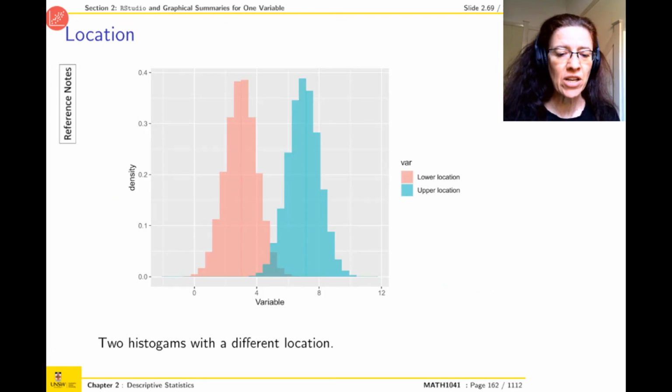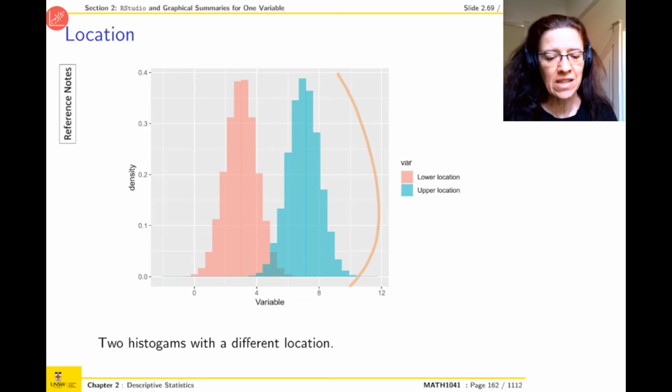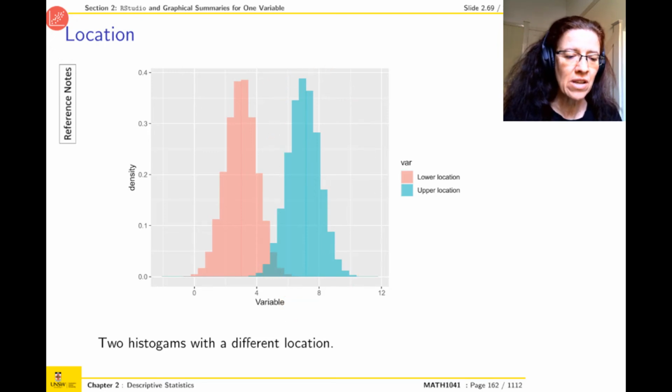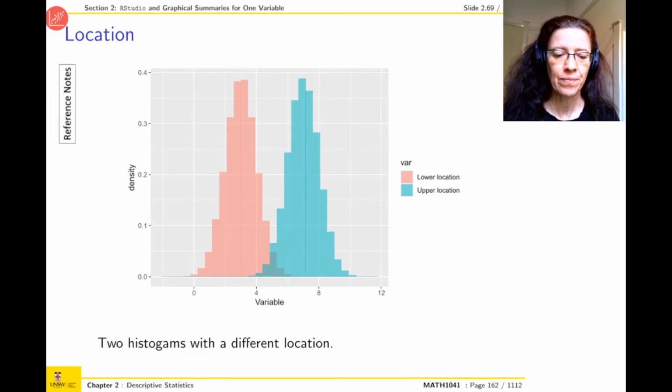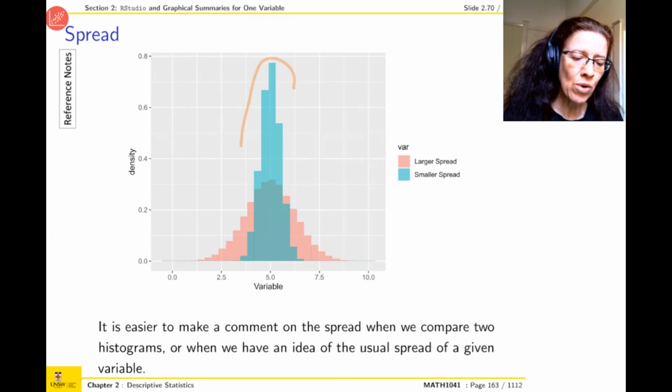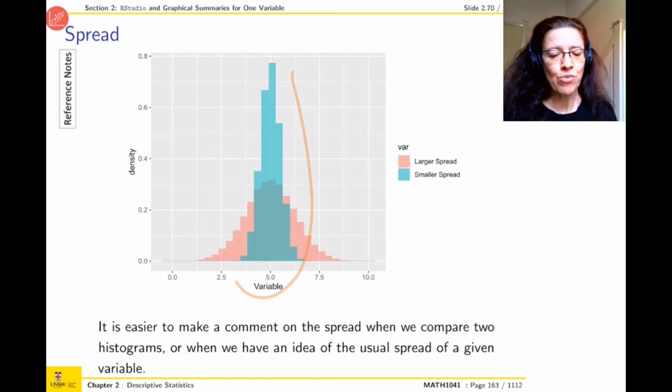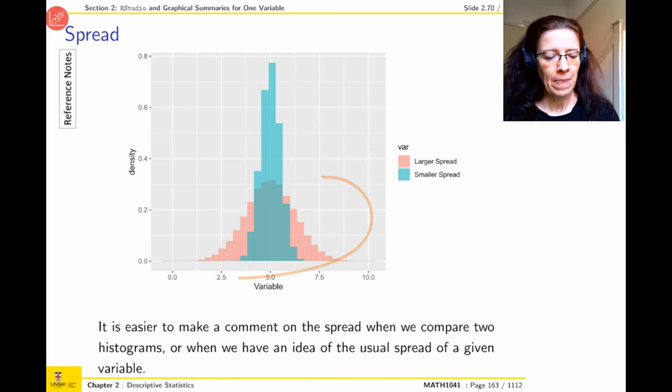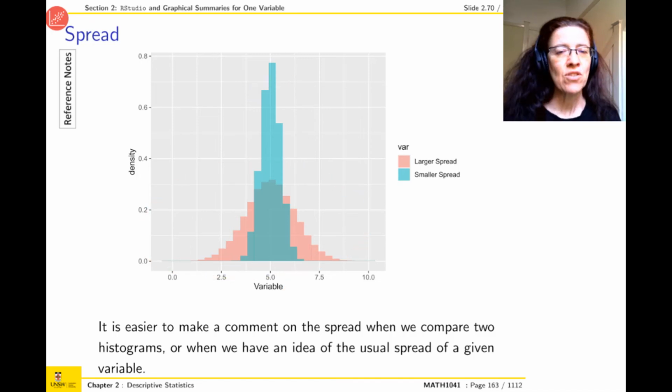So what we mean by location, for example, is that you can see this graph is located towards higher values than this one, right? The two histograms have a different location, so they would have a different mean and a different median. This is what spread means. The blue one, the turquoise one, is less spread than the pink one. So histograms, for example, give a good way of commenting on spread.